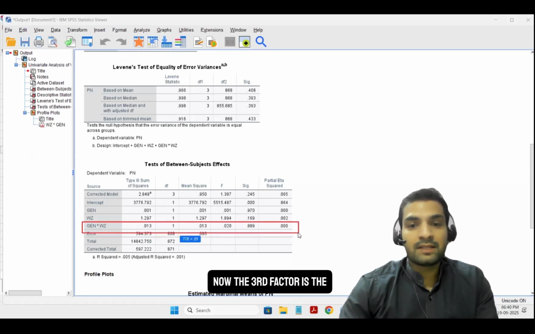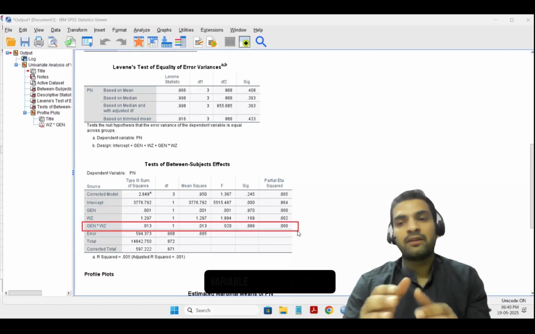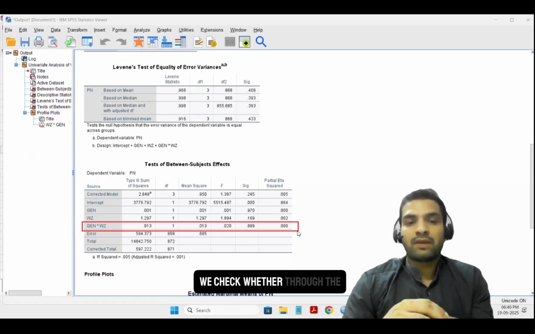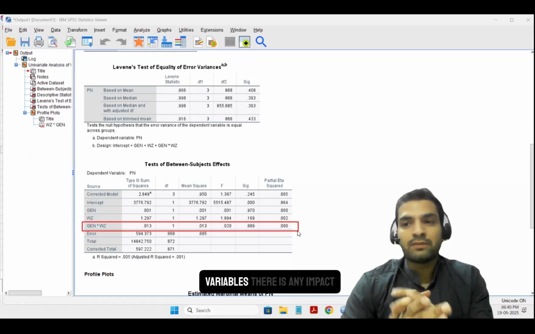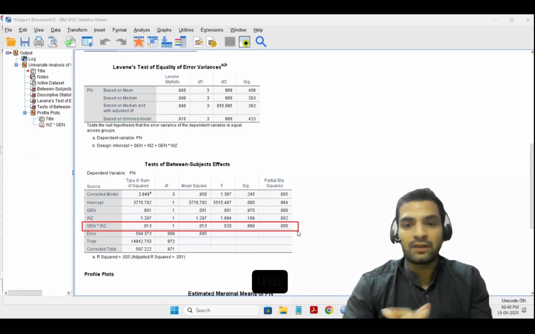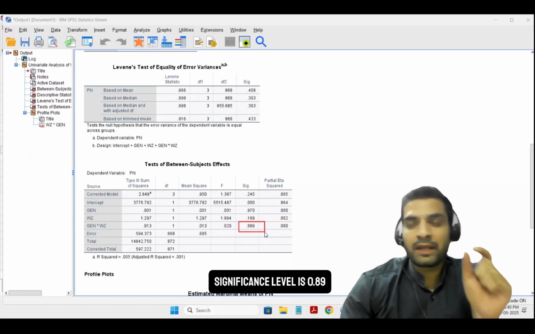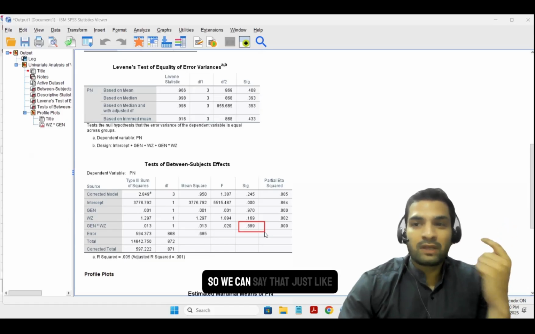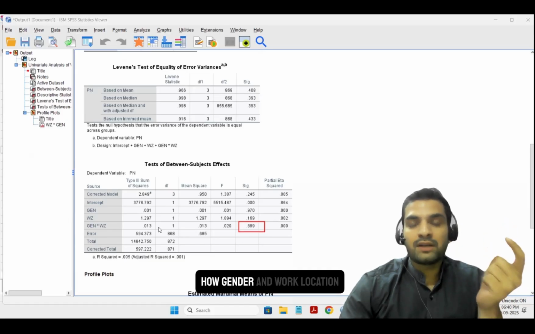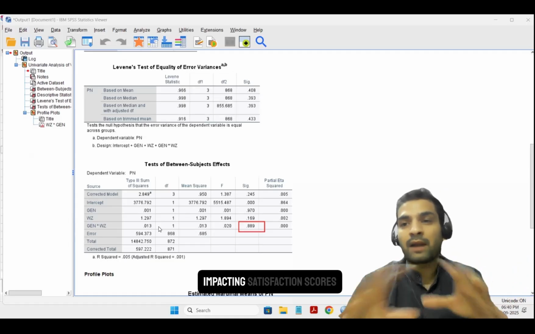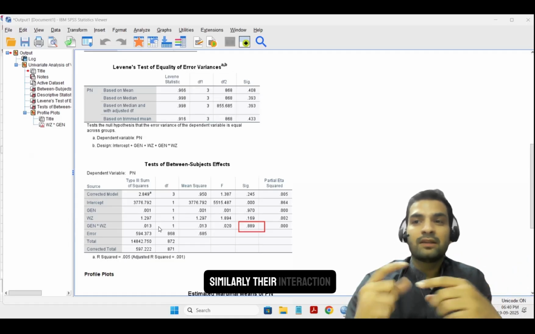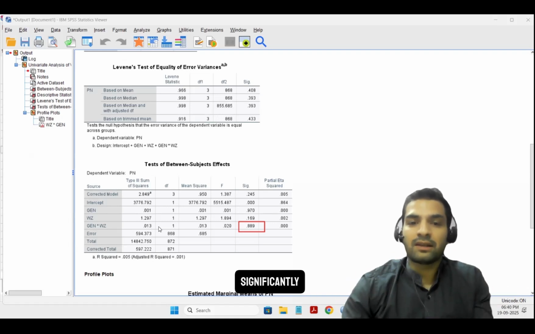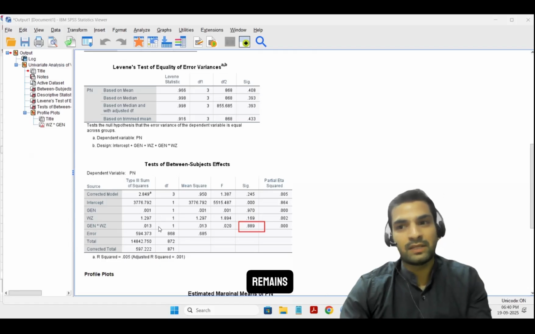Now, the third factor is the interaction of independent variable 1 and IV2, which is gender and work location. We check whether through the interaction of these two variables, there is an impact on the scores of satisfaction level. And as we see, the significance level is 0.89 here, which is way higher than 0.05 and 0.01. So we can say that just like how gender and work location independently are not impacting satisfaction scores, similarly, their interaction is also not impacting satisfaction scores significantly. So our null hypothesis remains intact.